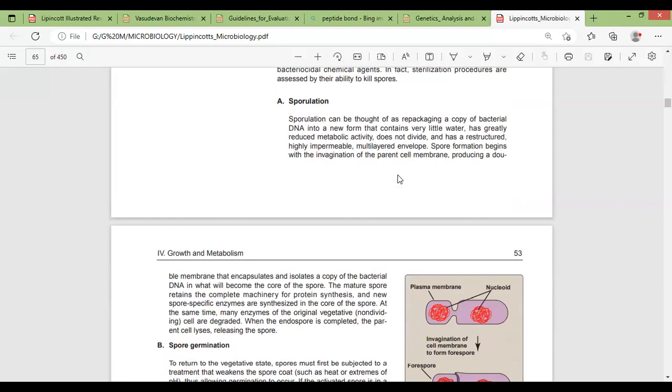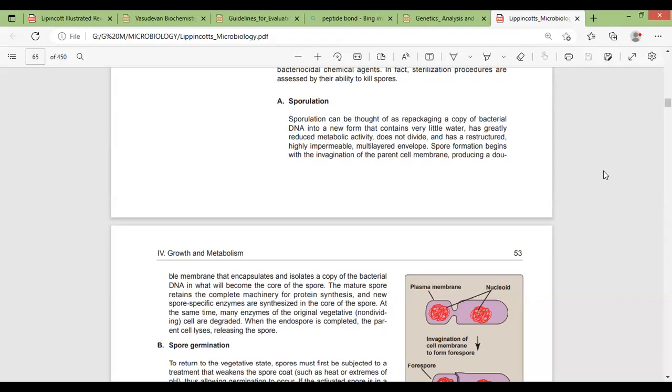So sporulation, that is the process of forming a spore, is simply put, repackaging the DNA. Remember, DNA is the basic code of a living being. Like today when we were learning about sperm and ovum, when a sperm and ovum fertilize, the zygote starts as one cell. What the zygote just has is its DNA. It starts as one cell just with its DNA.